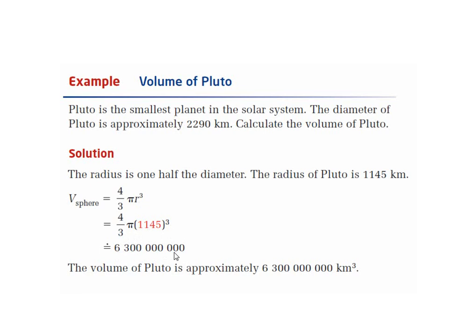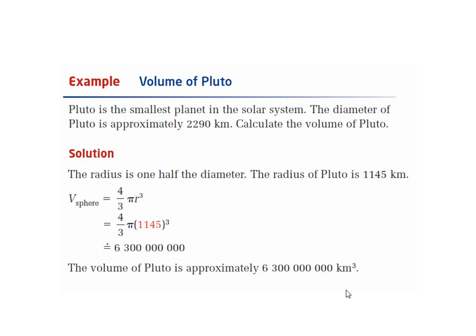So it is 369, then 9 zeros, right? To here it is 1,000, to here it is million, and then to here it is billion. So 6.3 billion, or about 6 billion. So the volume of Pluto is approximately 6.3 billion cubic kilometers.